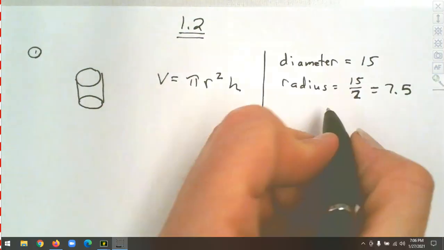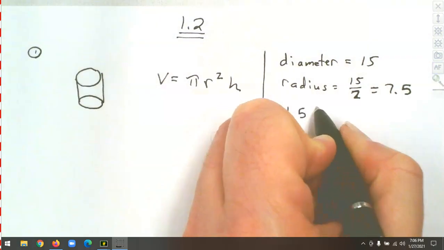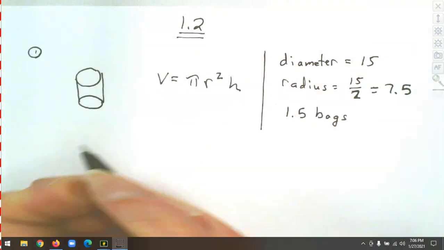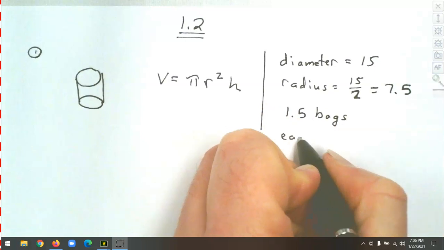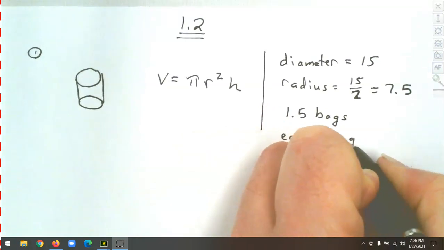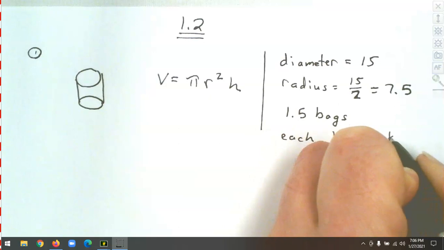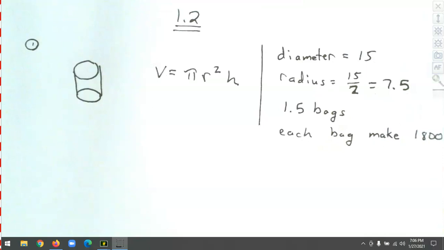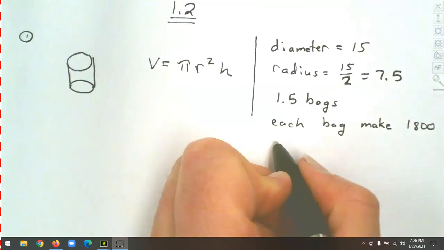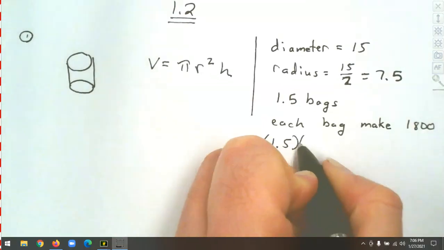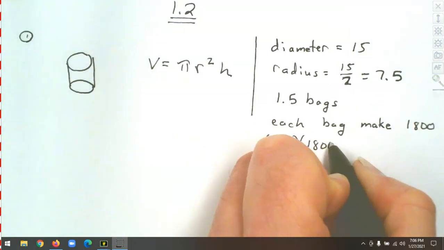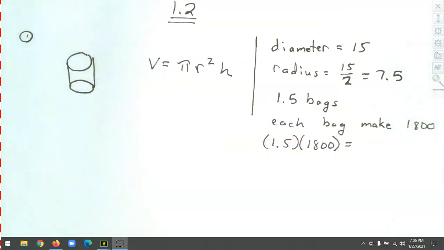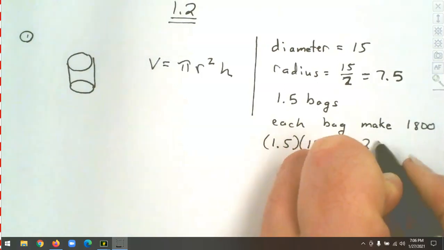Now, what do we know? We have 1.5 bags of concrete, and we know that each bag makes 1,800 cubic inches of fill material. So that means that 1.5 times our 1,800 gives us our total volume, which is 2,700. So that's our volume.